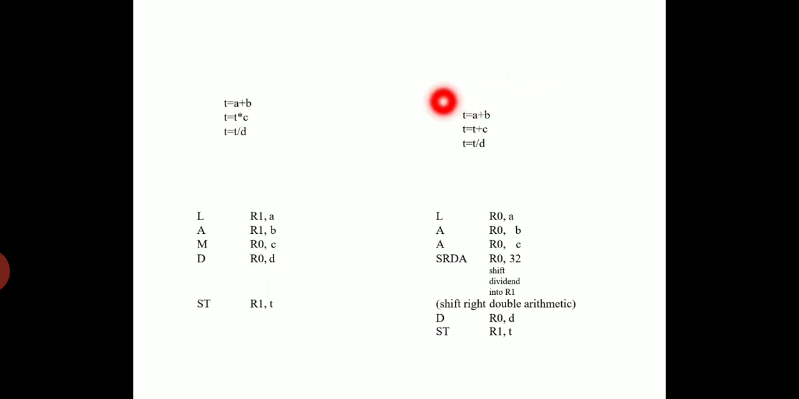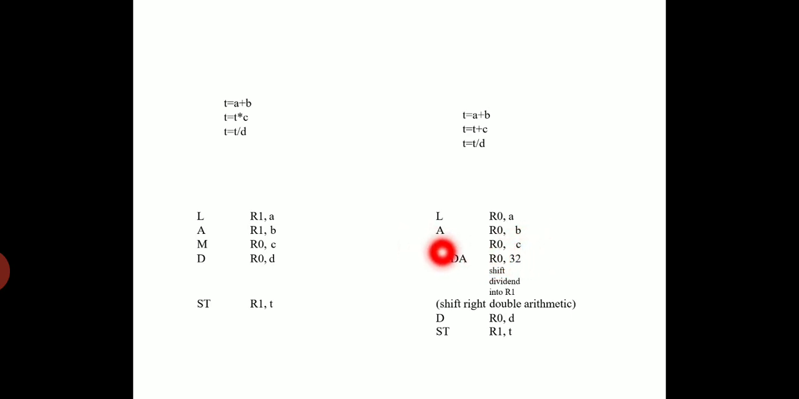If we consider another example, T equal to A plus B, T equal to T plus C, T equal to T by D, here only a division operation is performed. So division means an even-odd register pair is used. It is a 64-bit even-odd register pair. So we know that while we load A, we can choose R0, the even register.